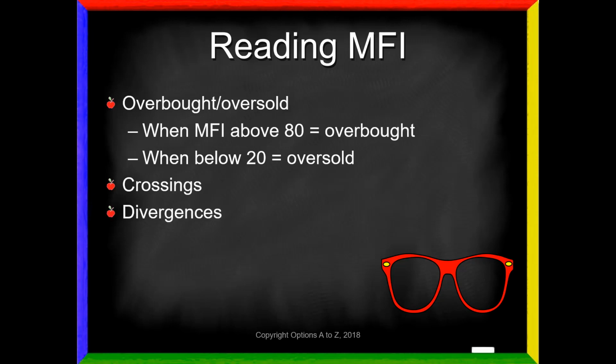And then finally, we can look for divergences. That's where we might see, for example, the stock making a higher high, but your MFI reading, or your RSI for that matter, making a lower high. It's not quite keeping up or matching. And that again might foreshadow that we're about to see a reversal. Let's now take a look at an actual example in an Excel spreadsheet.